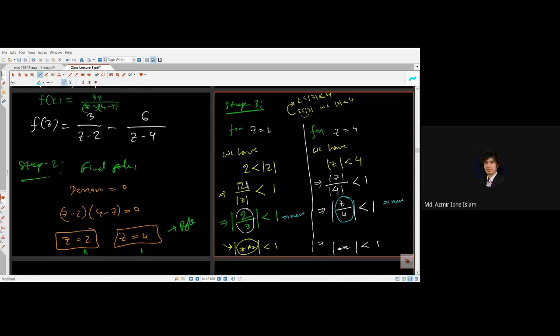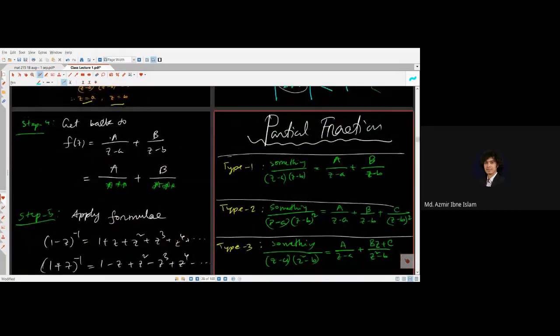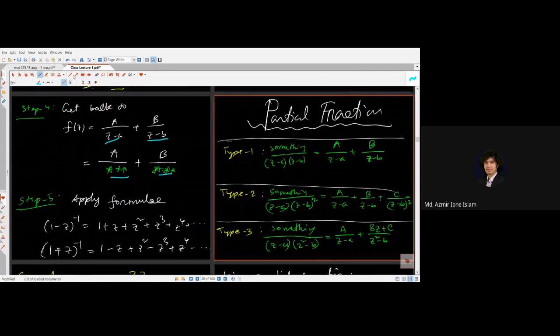But why are we keeping less than 1 on the right side? Because in our formulas, the formulas are valid for modulus of z less than 1. That is the thing. Is that okay? Yes, sir. Okay, let's move to step 4 quickly. Step 4 is to get back to the main function, where you have z negative a and z negative b, use the new regions. Then you can apply the formulas.